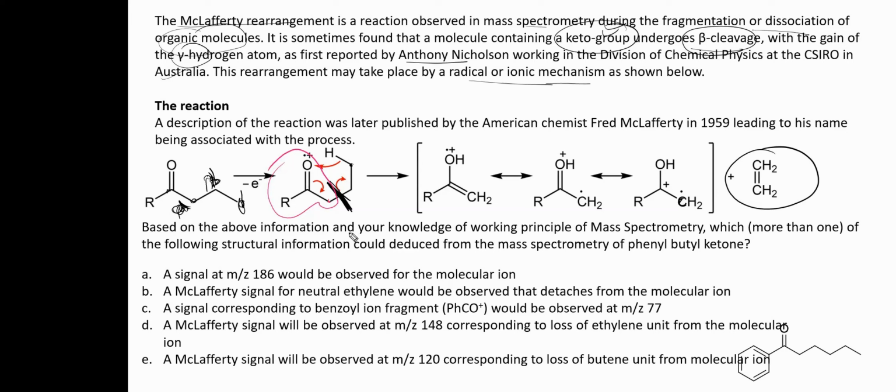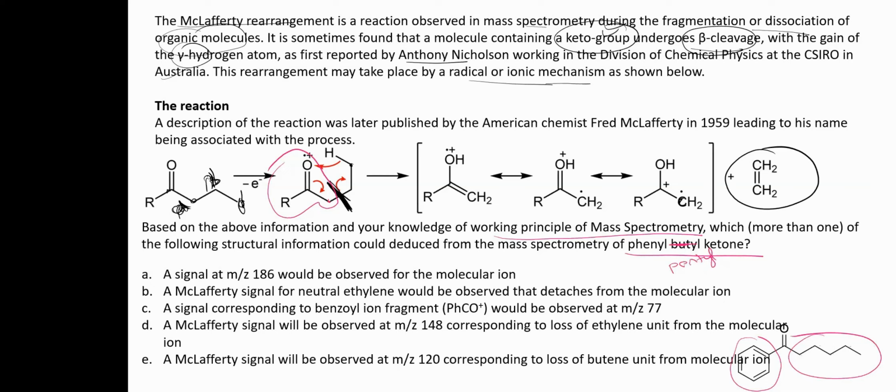So based on the above information and your knowledge of the working principle of mass spectrometry, right? Which more than one of the following structural information could be deduced from the spectrometry of phenylbutyl ketone. So this is the phenyl ring, and this is 1, 2, 3, 4. This is not butyl, by the way. This is 1, 2, 3, 4, 5. Phenyl pentyl ketone. Okay, that's wrong there. So please make note of that. Okay, phenyl 1, 2, 3, 4, 5 pentyl ketone.